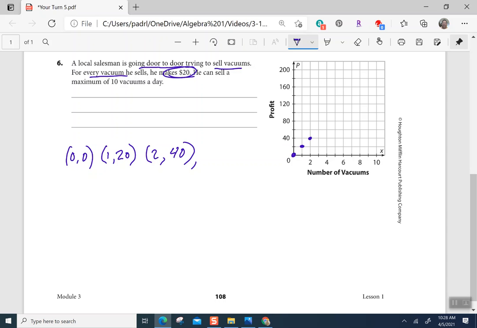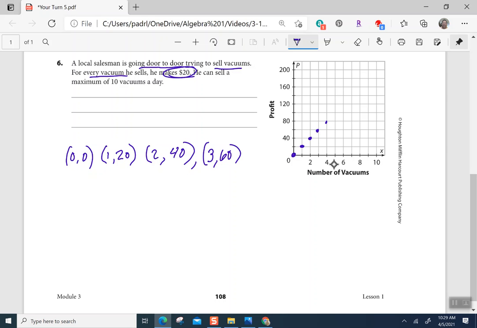Okay, now the third house he walks up to, knocks on the door. They buy a vacuum cleaner from him. Hey, he's rolling in the dough. Okay, so this is going to be 3. Add 20 to 40, and you got 60. You can see where this is going, right? So every time he walks into a house and he makes another sale, he makes another $20.